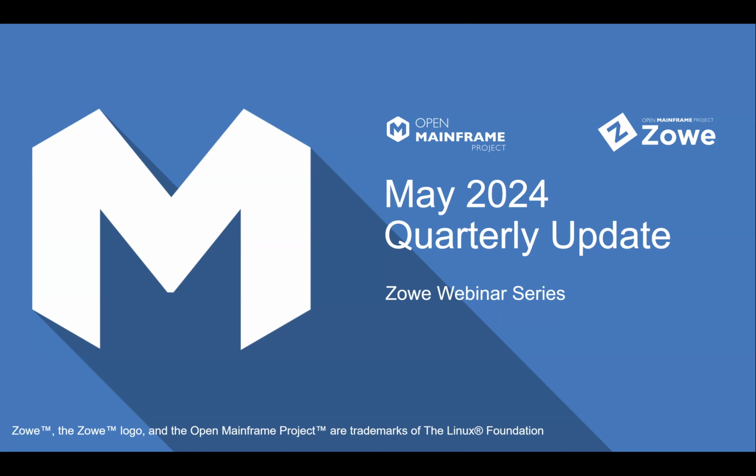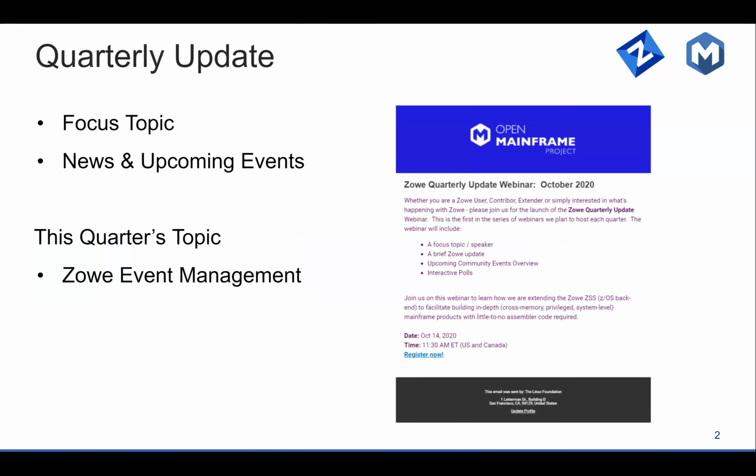And this quarter, we are going to be featuring team config for the Zowe clients. Last quarter, if you missed it, we were focused on a project called Event Management. Every quarter we bring together experts from the Zowe community. We present a focused topic and we take some questions on the topic, and then we follow up with some news and upcoming events. I realized that I didn't change this quarter's topic. It should read team config for Zowe clients.